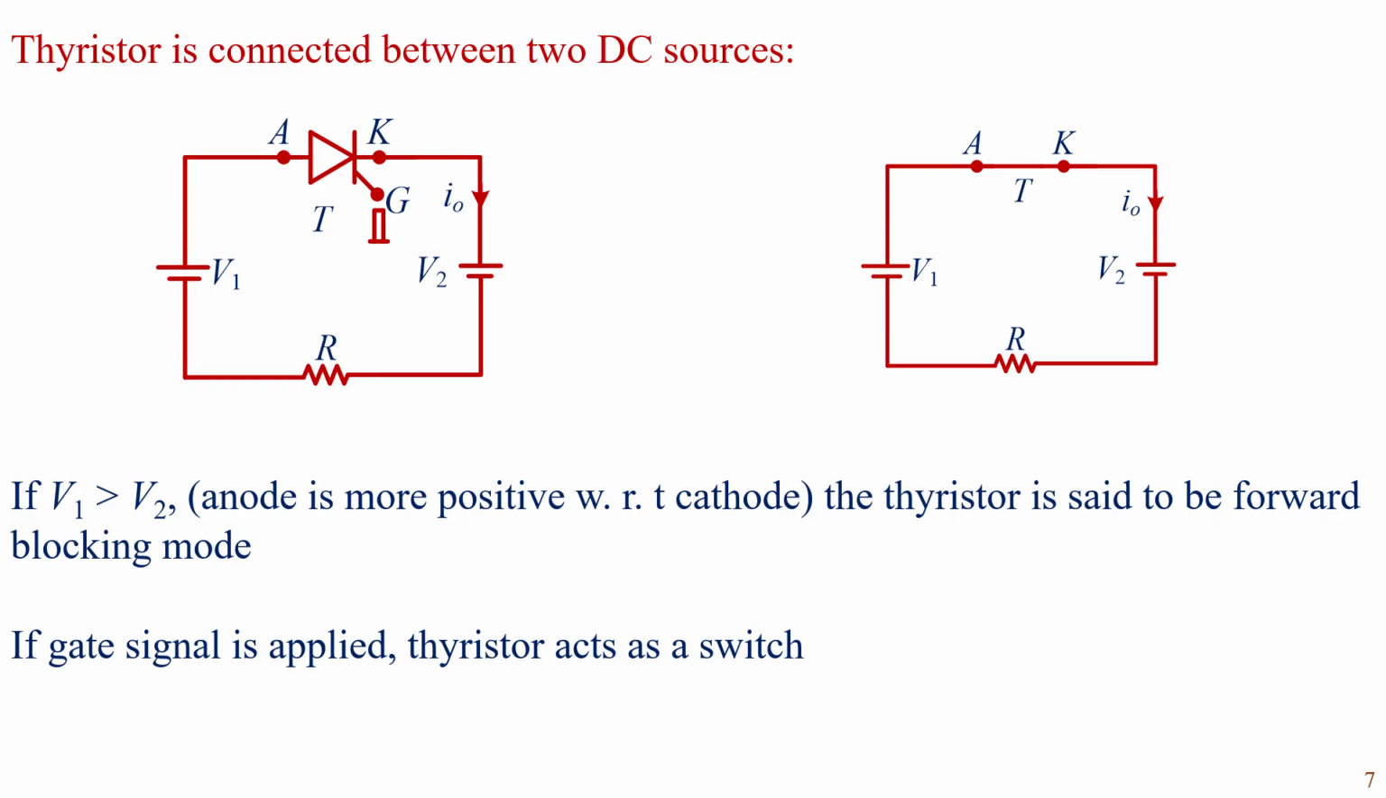In this slide, thyristor is connected between two DC sources, V1 and V2. The anode as well as cathode are connected to positive terminals of V1 and V2. If anode is more positive with respect to cathode, thyristor is in forward blocking mode, and if gate pulse is applied, thyristor is switched into conduction.